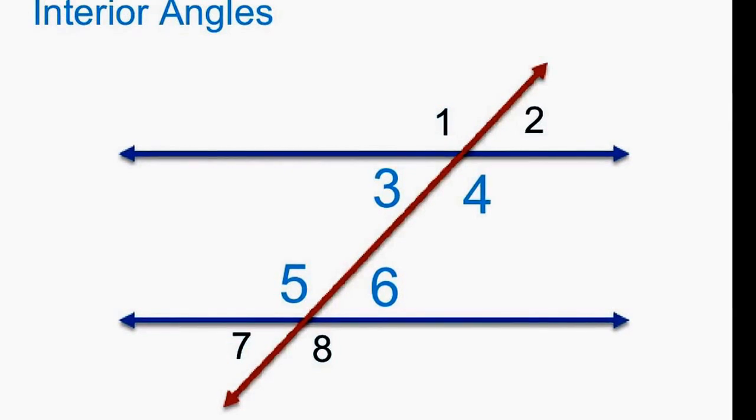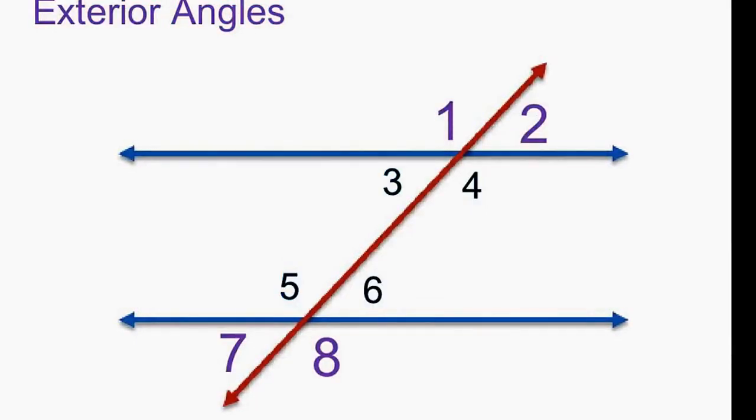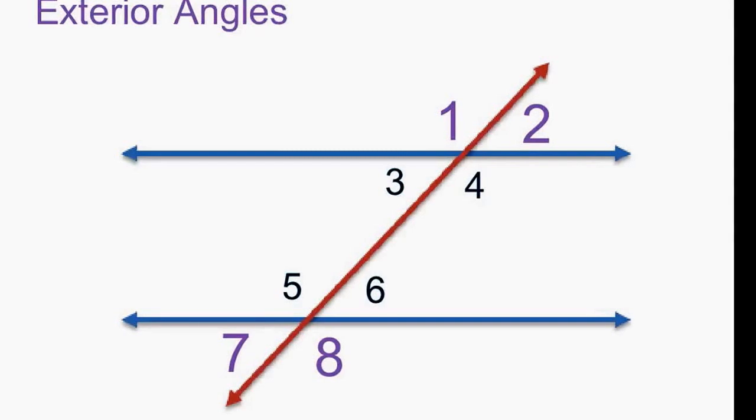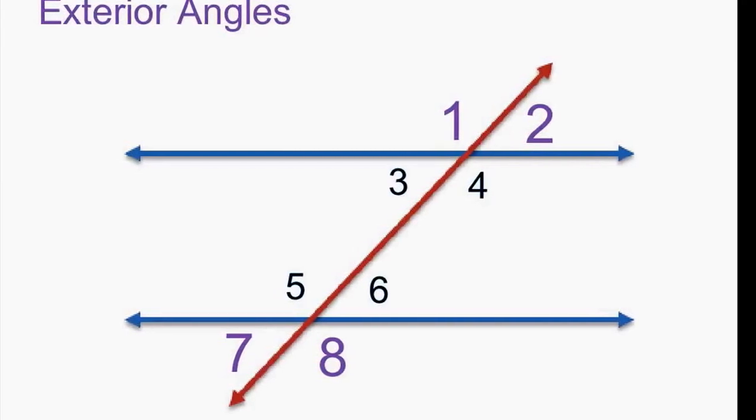All right, next are interior angles. So if I'm looking at the two blue lines, the angles that are inside of those two blue lines are interior. So that's angle 3, 4, 5, and 6. They're interior angles. We also have exterior. So once again, the blue lines, if you're looking at the angles outside of the blue lines, they're exterior. So that's angle 1, 2, 7, and 8.